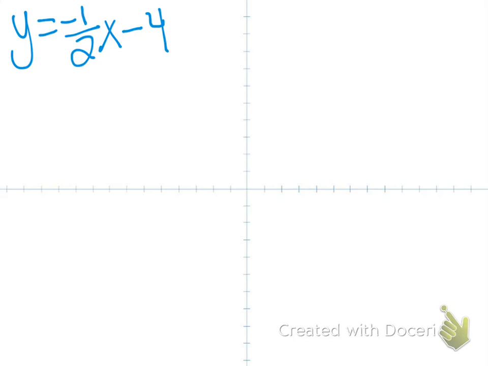Let's take a look at another example. This one is a negative 4 y-intercept. y equals negative 1/2 x minus 4. So we're going to start at negative 4 on the y-axis. Remember that the y-axis is the one that goes up and down. The x-axis goes left to right. So we'll go negative 4 in the y direction, and now our rise over run is negative 1 over 2.